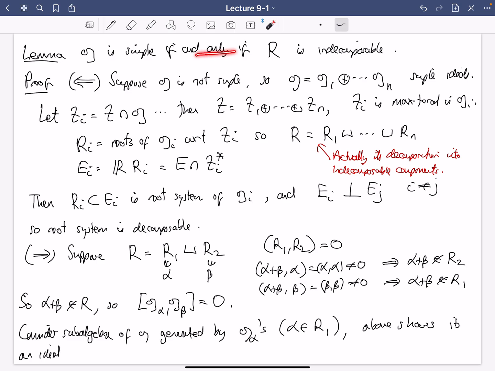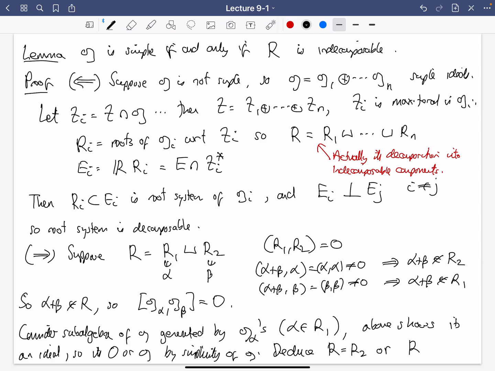But we're proving the forward implication, so we know that G is simple. So it's either 0 or G by the simplicity of G. If it's 0, you deduce that actually R1 is 0, so R2 is everything. And if it's all of G, R is R1. Either way, that proves that the root system is indecomposable.